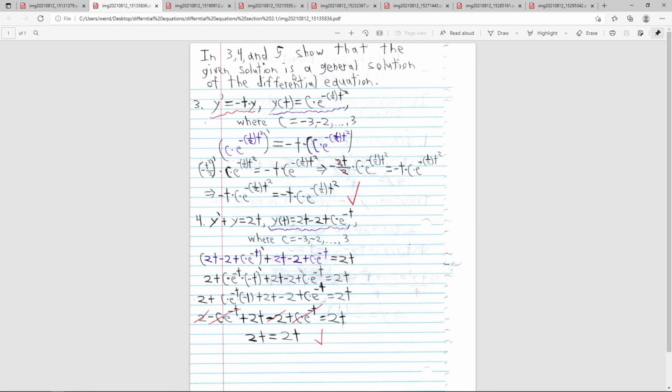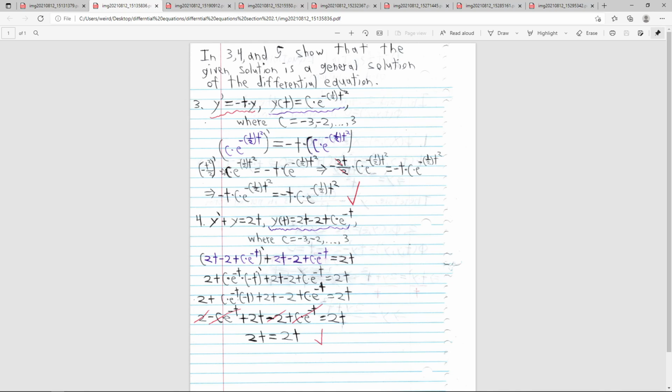So we show that the given solution is a general solution of a differential equation. We're given y prime equals negative t times y, and y of t equals c times something. That's the general solution, and c has a condition: it's integers from negative 3 to 3, so negative 3, negative 2, negative 1, 0, 1, 2, 3 is what the constant c can be, but that's not really important for this problem. What we do is we have these two things: the general solution and the differential equation.